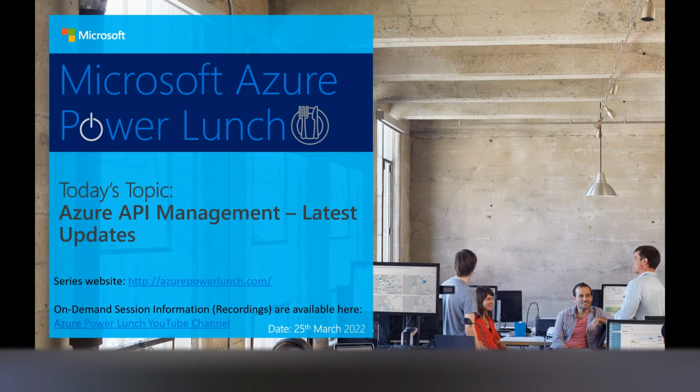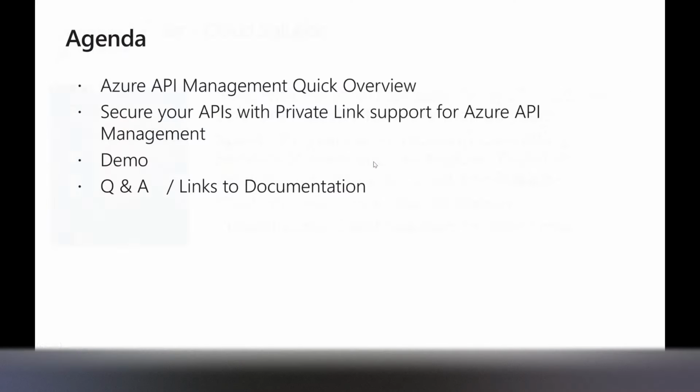Okay. So, our topic of discussion today is Azure API Management latest updates. Here is the quick agenda. Just like we always do, we're going to level set on the service itself, which is API management, and spend a few minutes on it. And then we're going to talk about the latest update, which is the ability to connect to the API management gateway over a private endpoint.